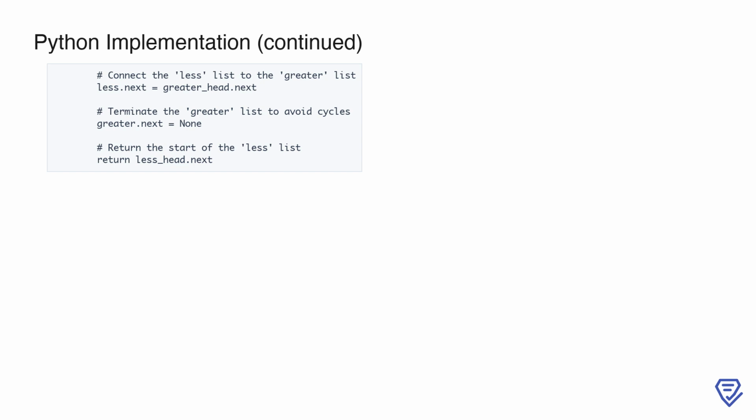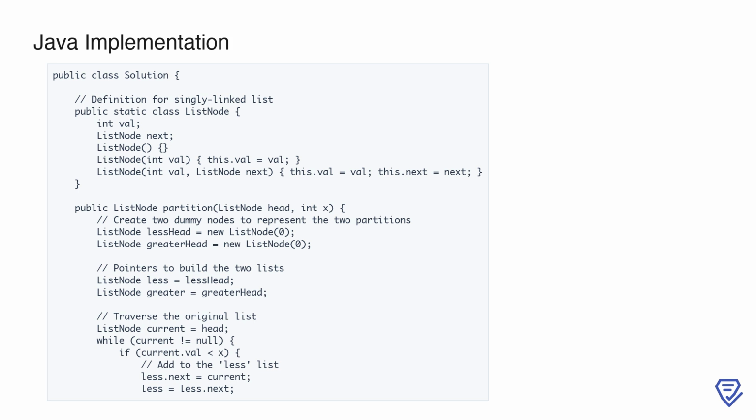Here, we begin our Java implementation by defining the structure of a singly linked list through the ListNode class. Each node contains an integer value and a reference to the next node in the list. Moving to the partition method, this function takes in the head of the linked list and an integer x, which serves as the pivot value for partitioning.